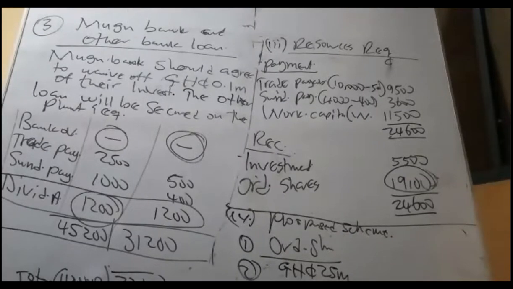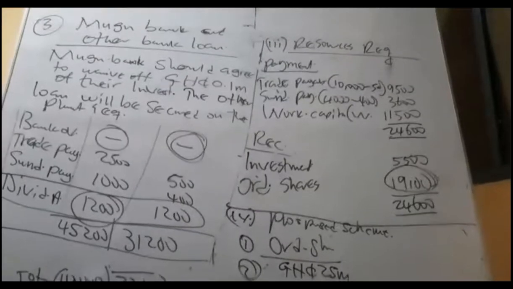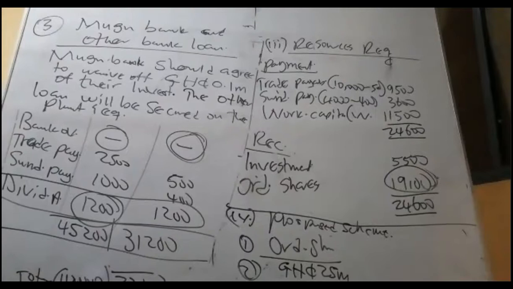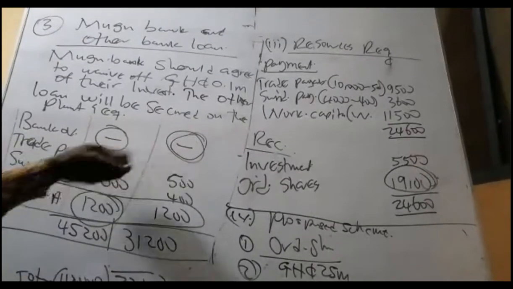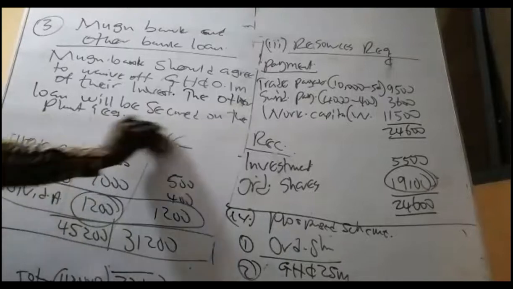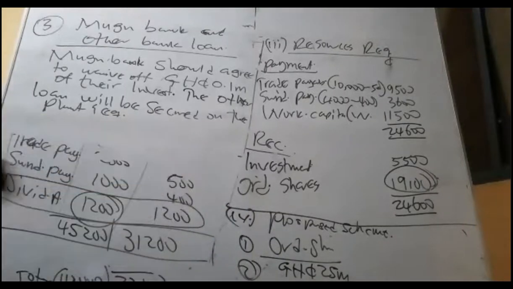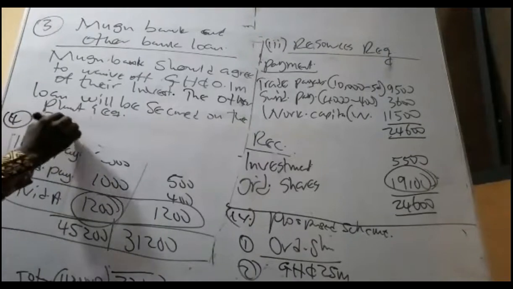So let's go to the bank overdraft, number 4. The bank overdraft will be secured as a floating charge on all the assets. You are done. That is point 4, the bank overdraft.